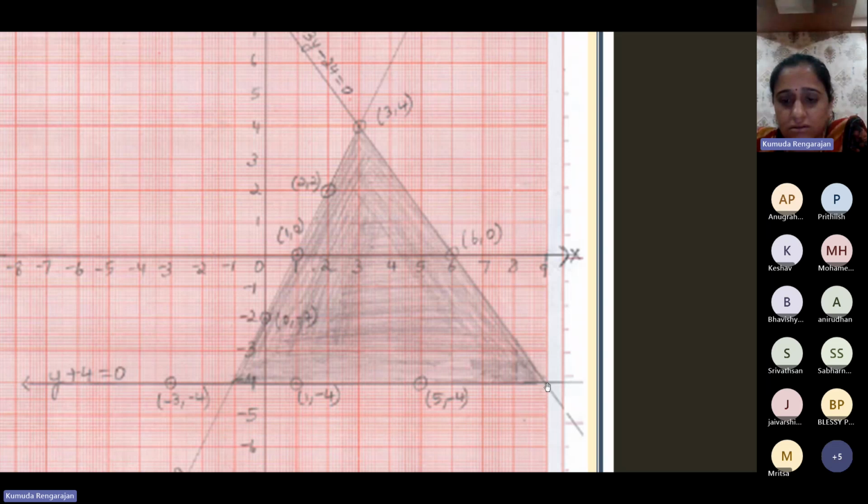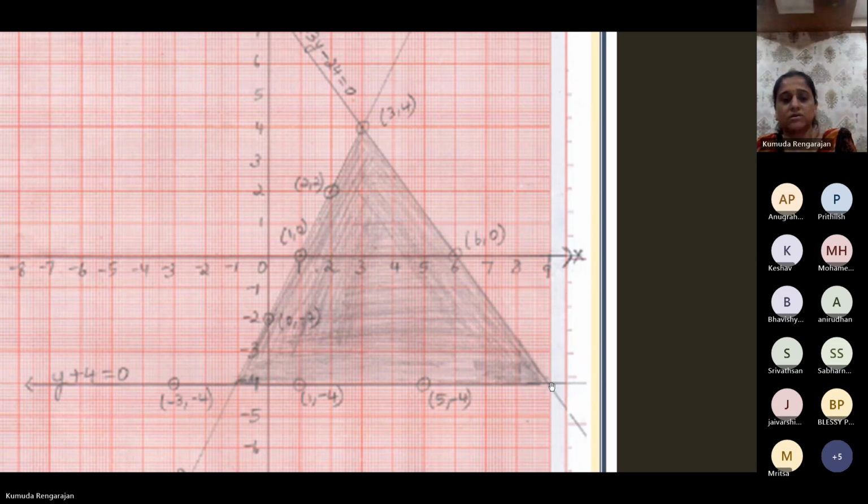And then here, what is this? 9, minus 4. Not this triangle, not this triangle. See, I've shaded the triangle. The shaded triangle is the triangle formed by the three lines. The vertices are 3, 4, minus 1, minus 4, and 9, minus 4.